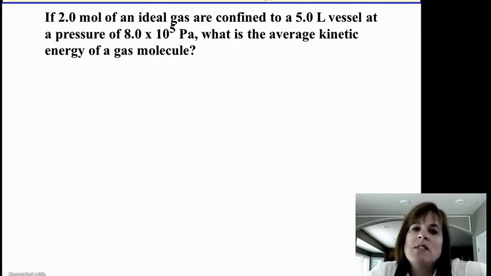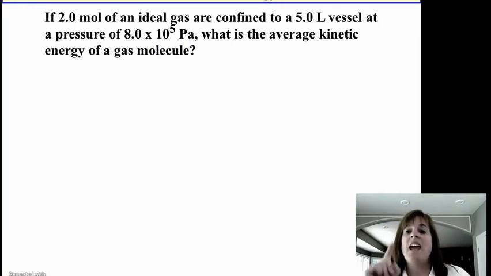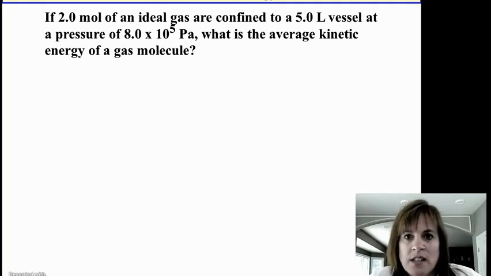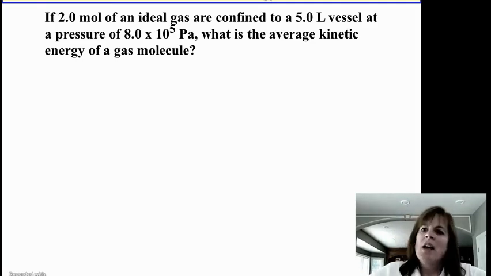I have 2 moles of an ideal gas in a 5-liter vessel at a pressure of 8 times 10 to the 5th pascals, and I want to know what the average kinetic energy of a single gas molecule is. The kinetic energy? What? Oh. Pause the video, see if you can figure out how to solve this.